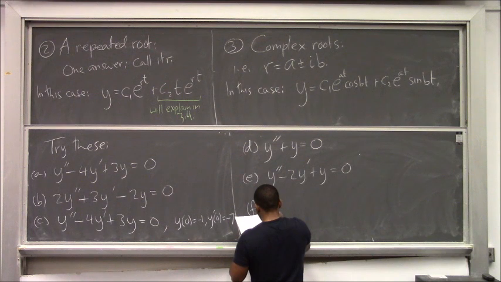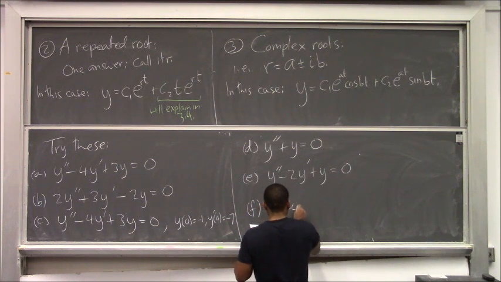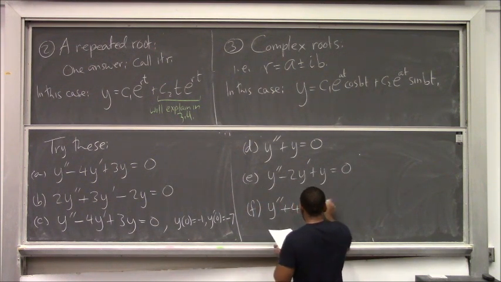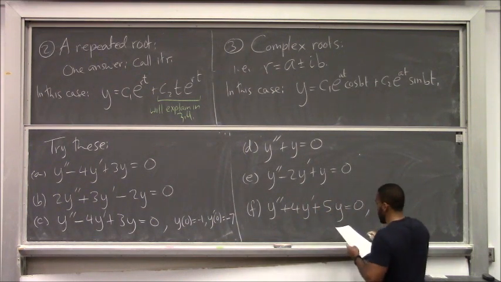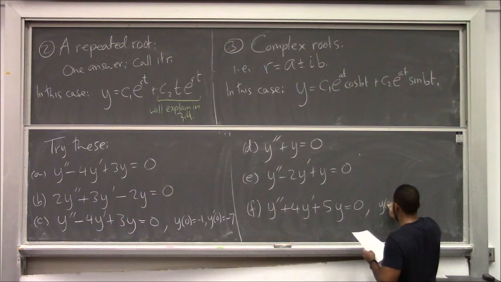It's always going to be just those three cases that I mentioned. So just based on the quadratic that you get by trying to solve this with the guess, you'll know what to do in all three situations.